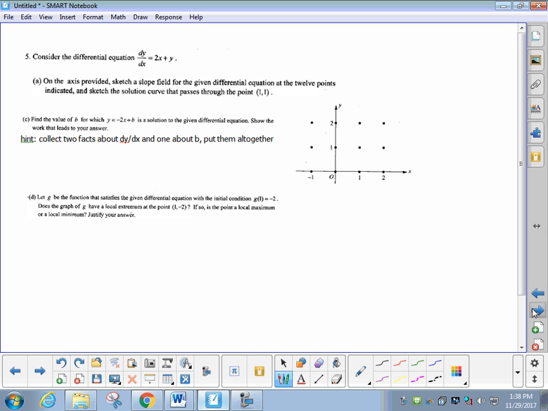So check your slope fields. You should have 2 zero slopes. Where are they? Origin and -1, 2. Now that makes sense because this would equal 0 if y is -2x. So I would have 0 slopes along that kind of trend line, yeah?